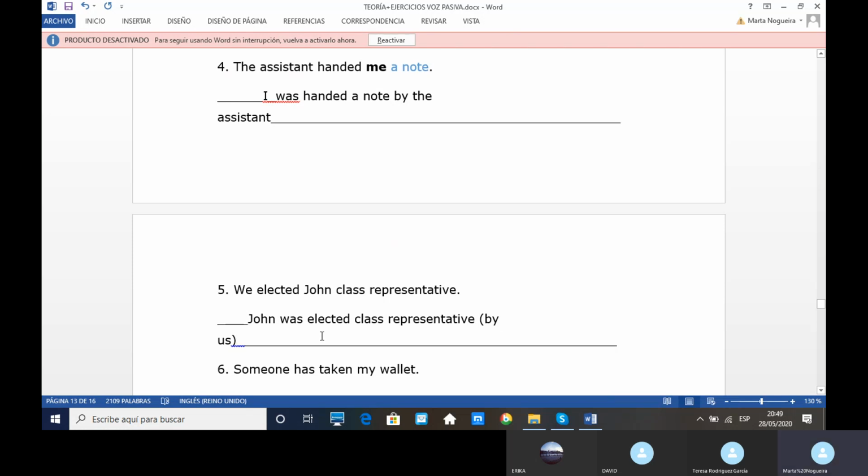John was elected, because John is the object. Okay, we place it in the subject, was elected, porque es el pasado simple de la pasiva del to be, y luego el participio, y luego, no sé, los complementos que vengan en la frase, y puedo poner by us, ¿vale? El sujeto de la activa pasa a ser complemento agente, introducido por la preposición by.